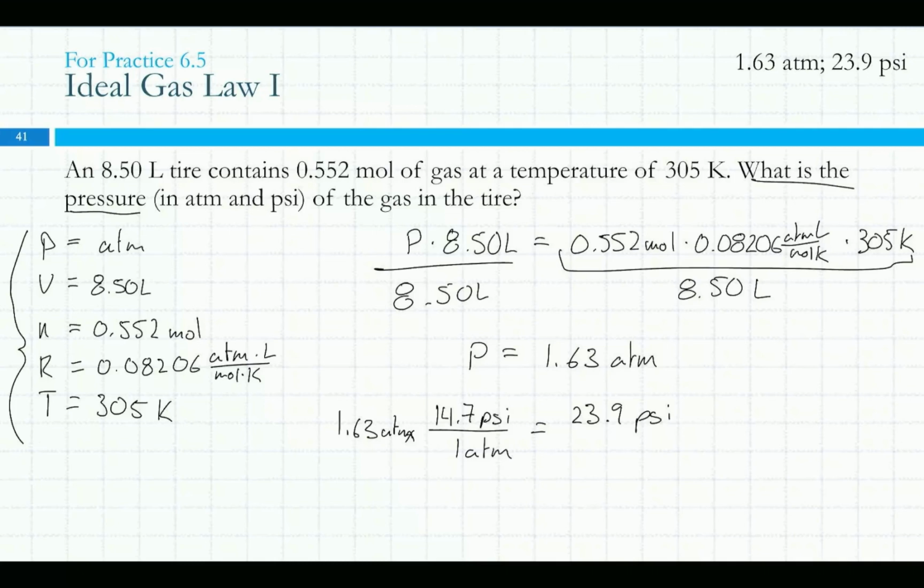Oh, I didn't use the rounded. I didn't actually use 1.63. I used 1.62536, and so on and so forth. So it comes out a little bit lower. And you should not be rounding in between those calculations.